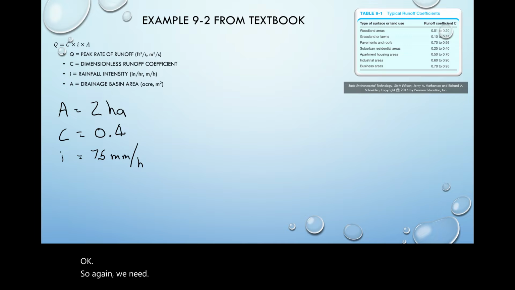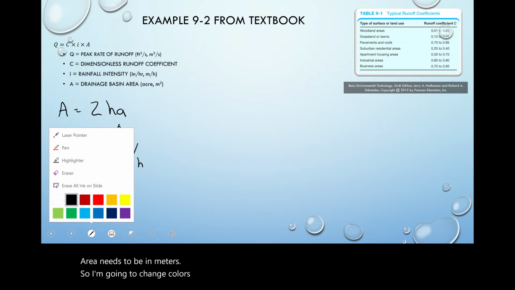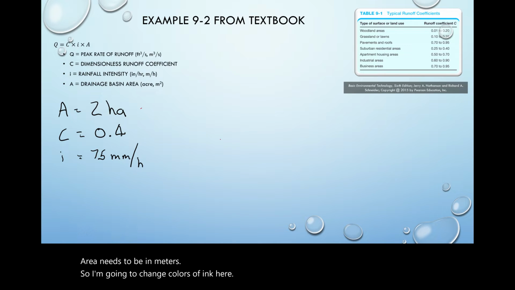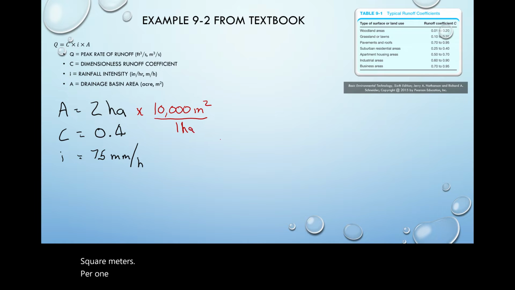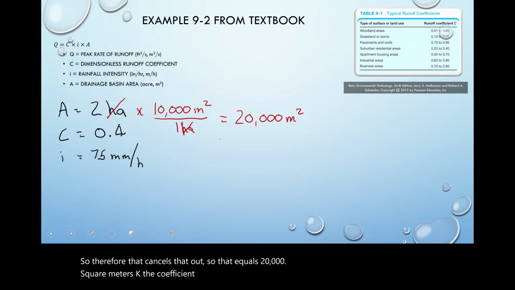Again, area needs to be in square meters. I'm going to change colors of ink here. So times 10,000 square meters per 1 hectare. That cancels the hectares out, so that equals 20,000 square meters. The coefficient is dimensionless, and our intensity needs to be in meters per hour.